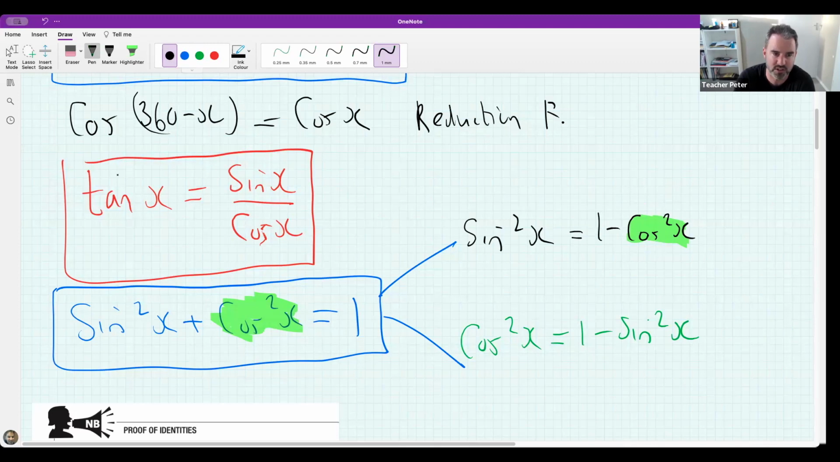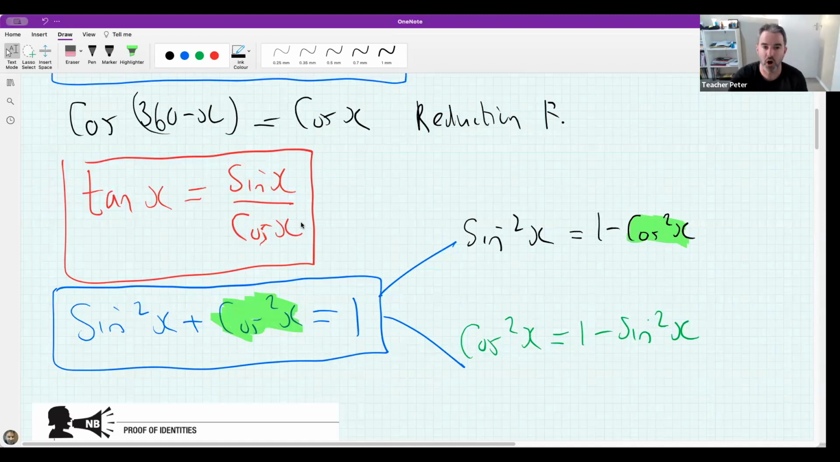So the main focus today is going to be on these two identities. Give me a thumbs up if you've seen them before, and a thumbs down if you've not seen them. Okay, so don't worry if you haven't seen them before.